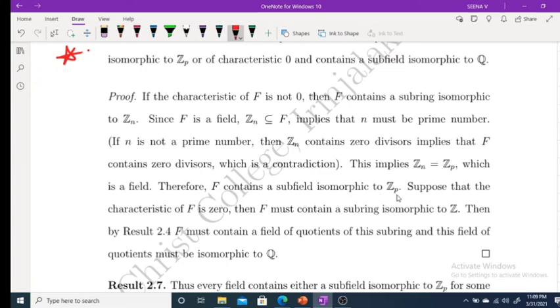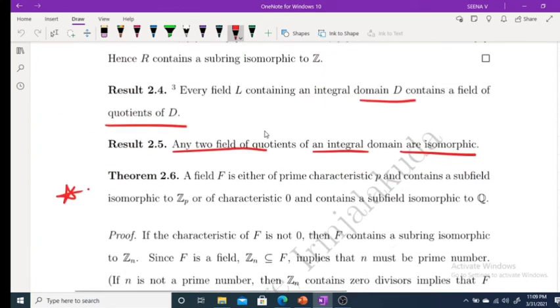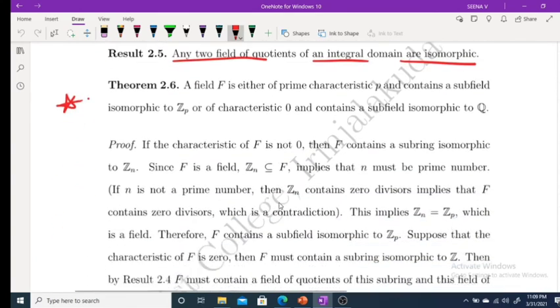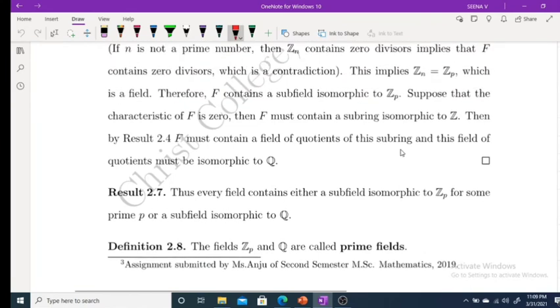Now suppose F is of characteristic 0. Then by the previous result F contains a subring isomorphic to Z. Then by result 2.4, every field L containing an integral domain D contains the field of quotients of D. That means F must contain the field of quotients of this subring, and the field of quotients of Z is isomorphic to Q. You have already discussed this in your degree final year.